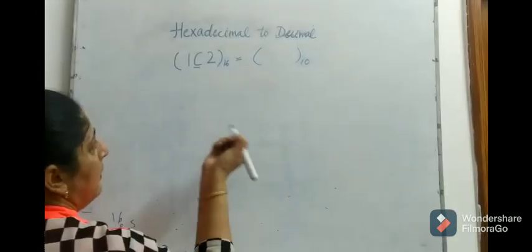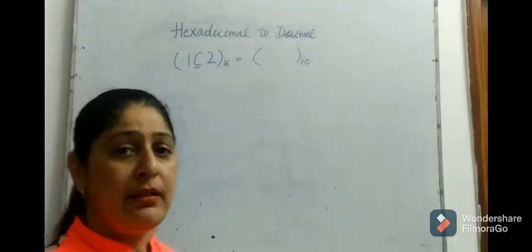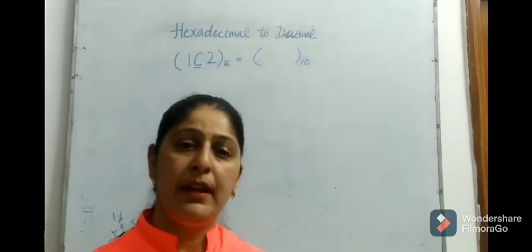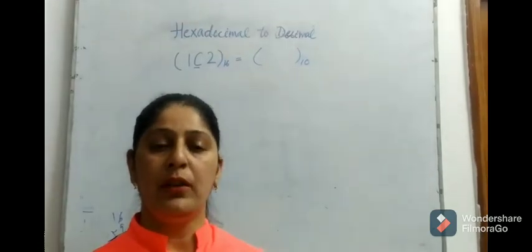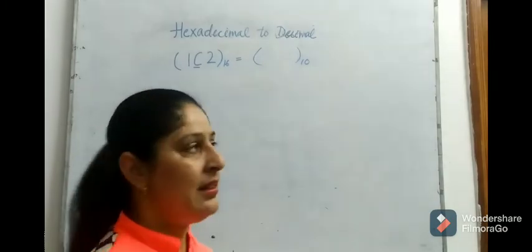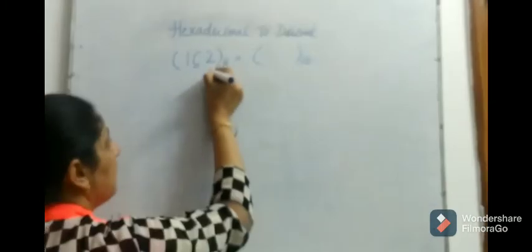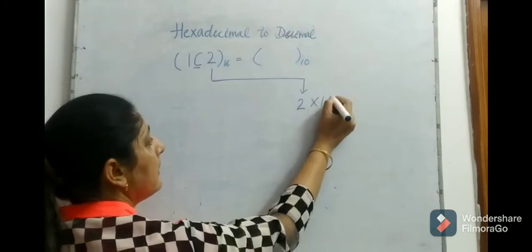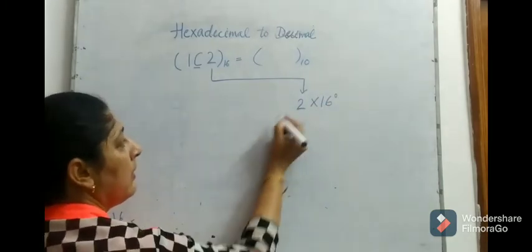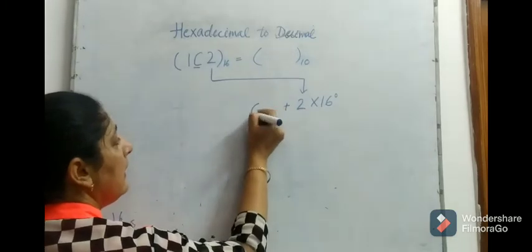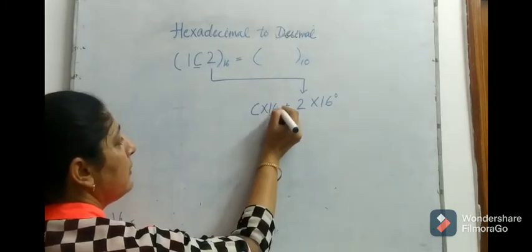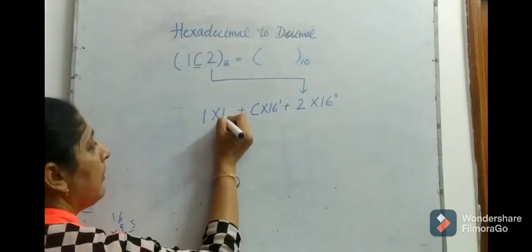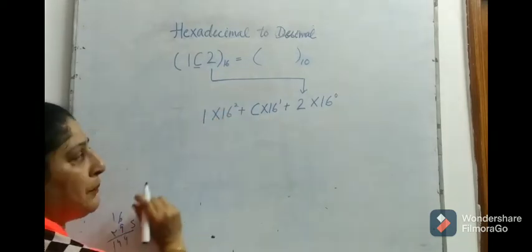So the same procedure. Earlier, in case of binary, we were multiplying by 2. In case of octal we were multiplying by 8. And now we are going to multiply by 16. So again, let's start from the rightmost character. So 2 multiplied with 16 to the power 0, plus C multiplied with 16 to the power 1, plus 1 multiplied by 16 to the power 2.